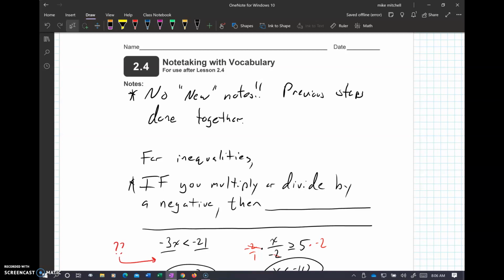It used to show my highlighter in here, but I don't know why it doesn't do that anymore. There's no new notes in this section. Previous steps all done together, so there's nothing really new here.